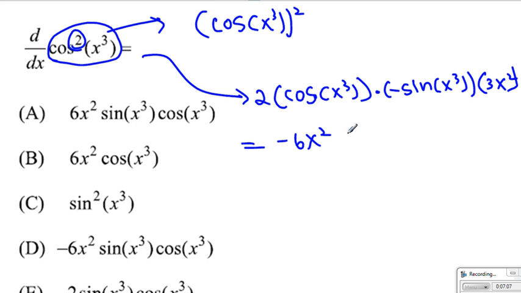And then cosine of x cubed times sine of x cubed.